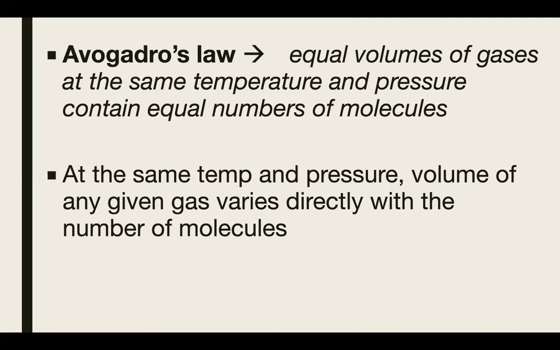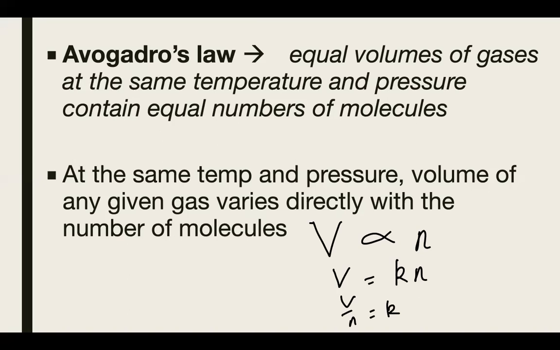If we translate to a mathematical formula, volume varies directly with the number of molecules, which we represent with a lowercase n for the number of moles. And of course, to make it an equality, we introduce k. So finally we get V over n equals k. Now we don't actually treat this as a separate gas law like P1V1 equals P2V2. We don't actually do that with Avogadro.